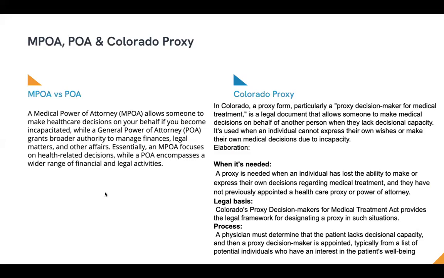So we have to talk about a POA and a Colorado proxy when we're talking about this, because who's going to make these decisions and what form is there out there? So a medical power of attorney allows someone to make healthcare decisions on their behalf if they become incapacitated, while a general power of attorney grants broader authority to manage finances, legal matters, and other affairs.